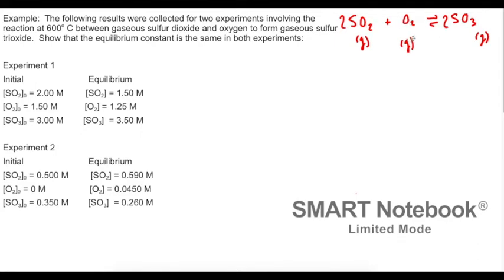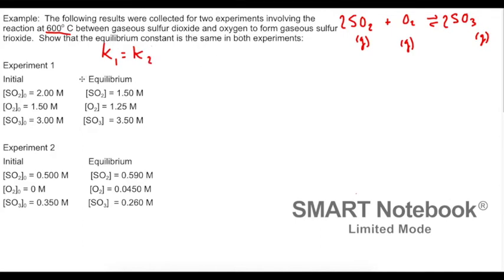There we go. Okay, so we have 2 experiments. We're doing both experiments at 600 degrees Celsius. This is not something I mentioned in the last example, but the temperature does matter because the K value will be different at different temperatures. I'm doing both of these experiments at 600 degrees Celsius, and I'm performing the same chemical reaction. So I should expect that the K values in experiment 1 and experiment 2 will be equal to each other. That's what I'm trying to show, that K1 equals K2. Show that the equilibrium constant is the same in both experiments.